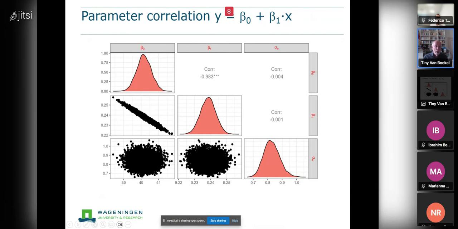Whereas the slope and the standard deviation are not correlated, and also the intercept and the standard deviation are not at all correlated. Is this bad? Not necessarily, but it's a warning that you should be careful if you're going to do calculations, because a strong correlation means that they are strongly dependent on each other. And there are ways to avoid that, but there's no time to explain how that works.